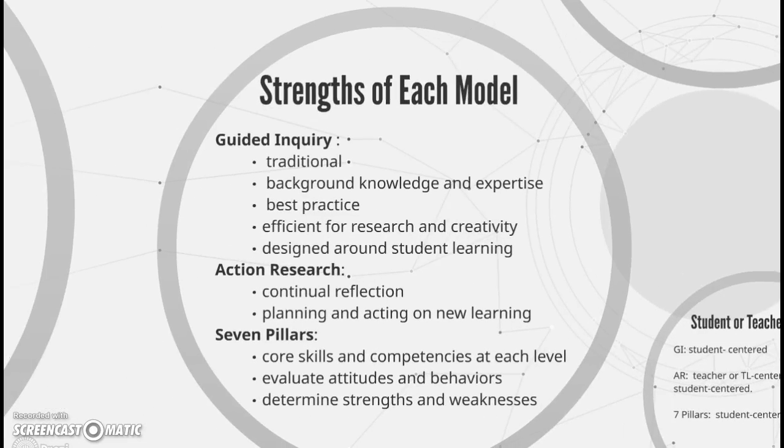Some strengths of guided inquiry include that it's a traditional research model. Students' background knowledge and expertise is included within this process, and it is the most efficient method for research and creativity. It is also designed around students' learning. Action research includes reflection throughout all of its stages, and it also requires students to plan and act on new understanding. The seven pillars model includes core skills and competencies students need to know, and students can evaluate their attitudes and behaviors at each stage of the process. Students gain a better understanding of their strengths and weaknesses within their own research.